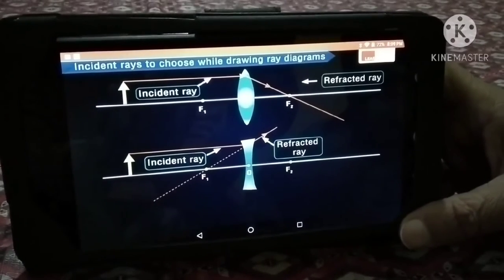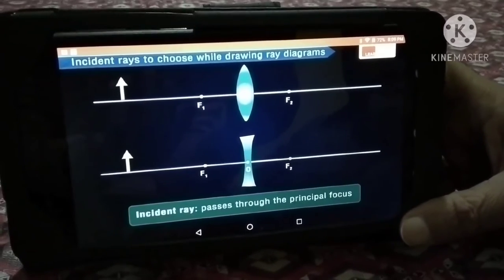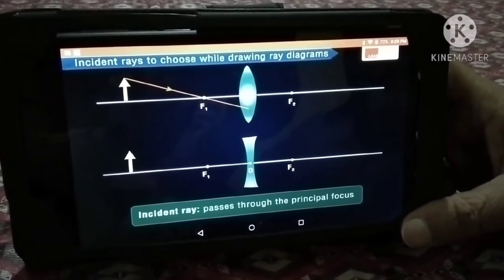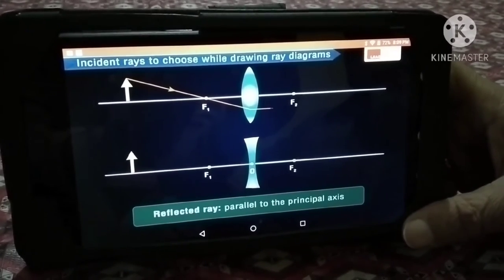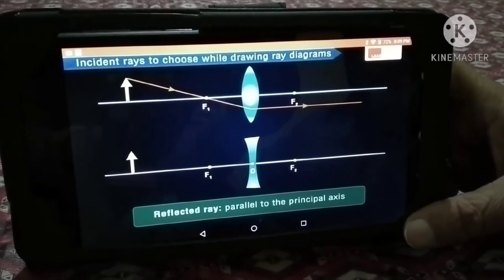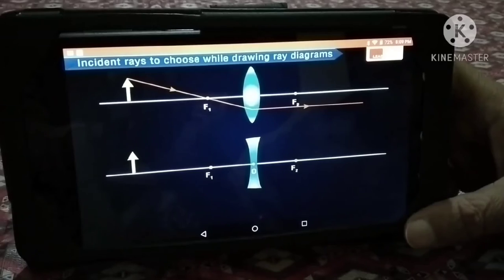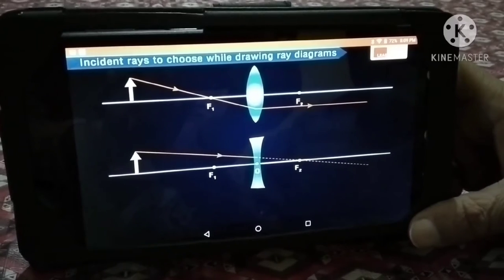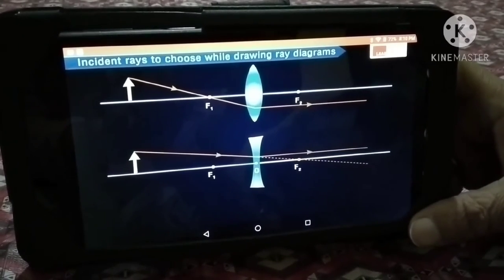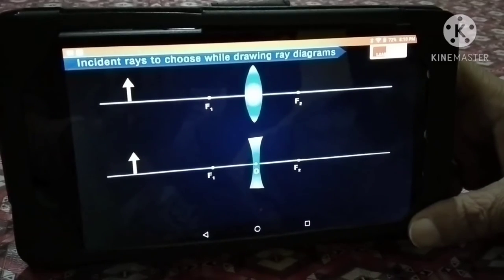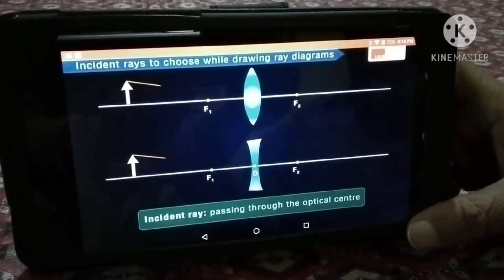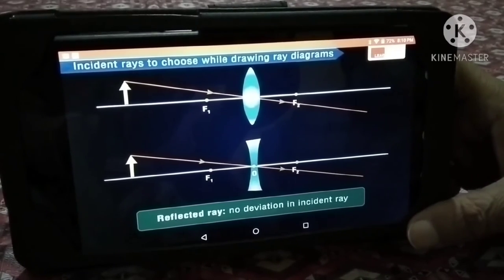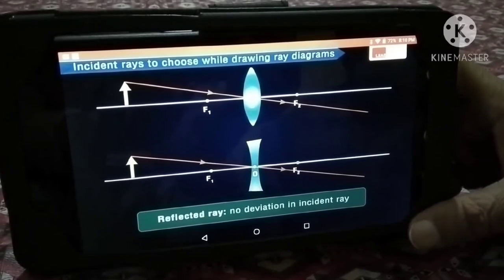principal focus after refraction. The second incident ray can be chosen to be the ray passing through the focus of a convex lens. This ray emerges parallel to the principal axis after refraction. In the case of a concave lens, the incident ray, which appears to meet the focus f2, actually emerges parallel to the principal axis after refraction. The third incident ray, passing through the optical center of the lens, emerges without any deviation after refraction. This is true for both concave and convex lenses.